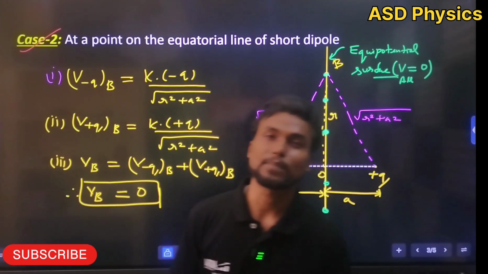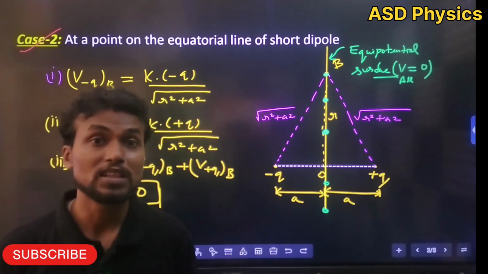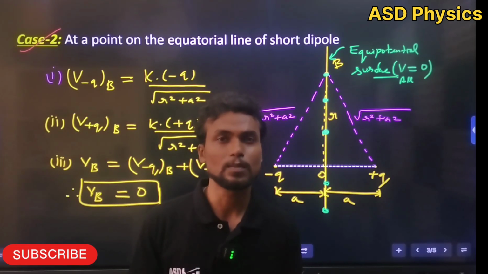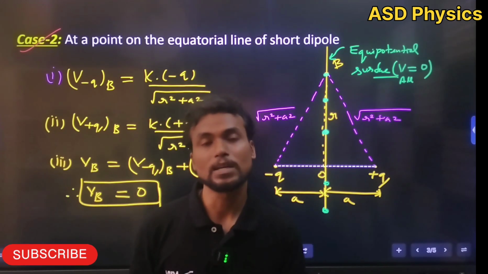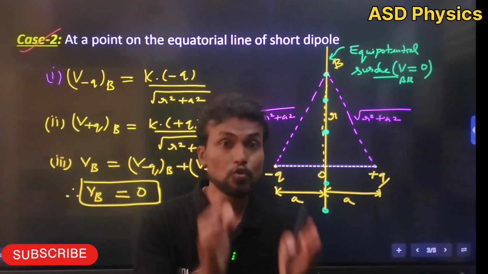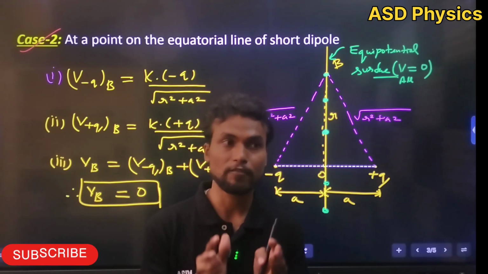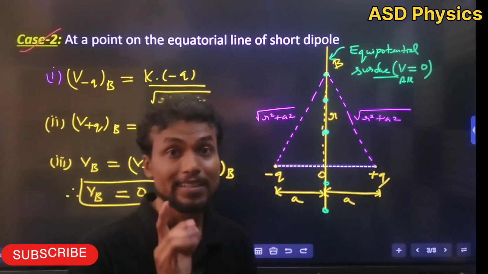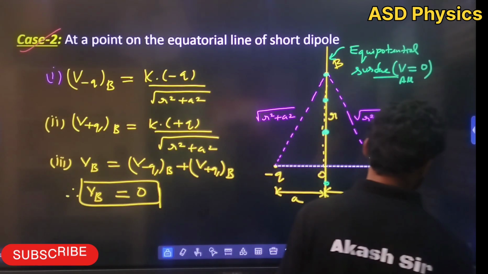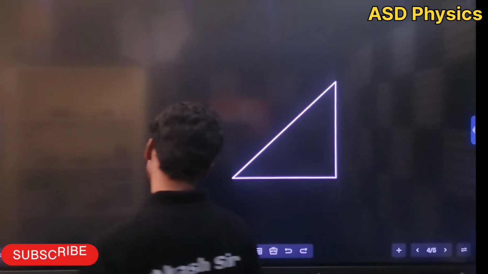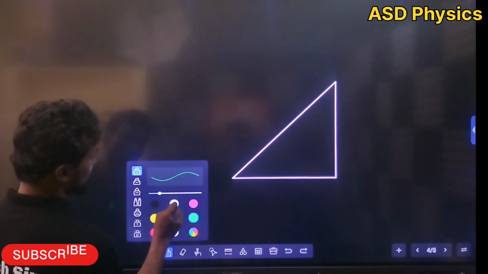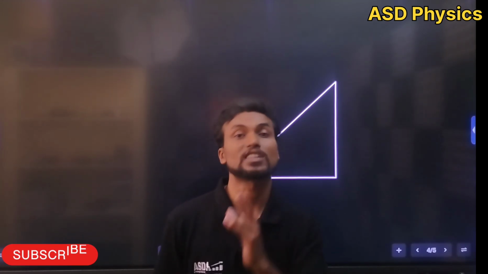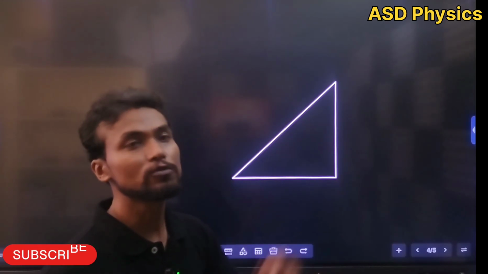So now we have seen the potential on the axis and on the equatorial point. But sometimes in the exam they will ask for the derivation of the electric potential at a general point, and in competitive exams they will ask questions based on the formula. So we have to understand the derivation with basic understanding, so that we can understand the potential at a general point. That will be case 3 here.